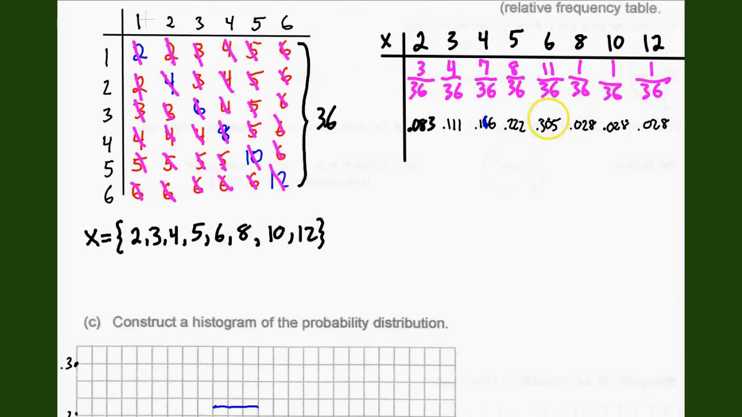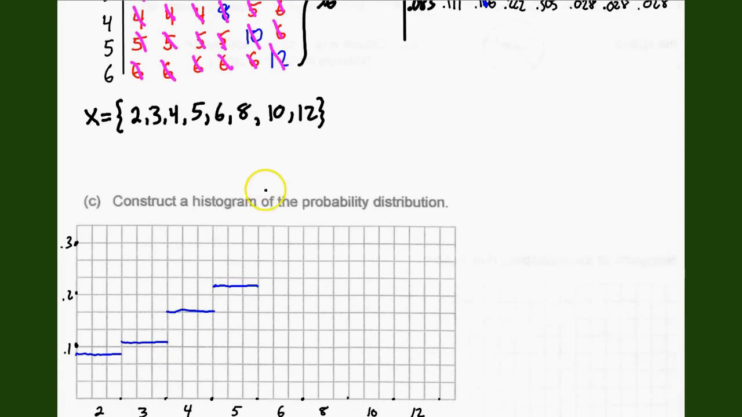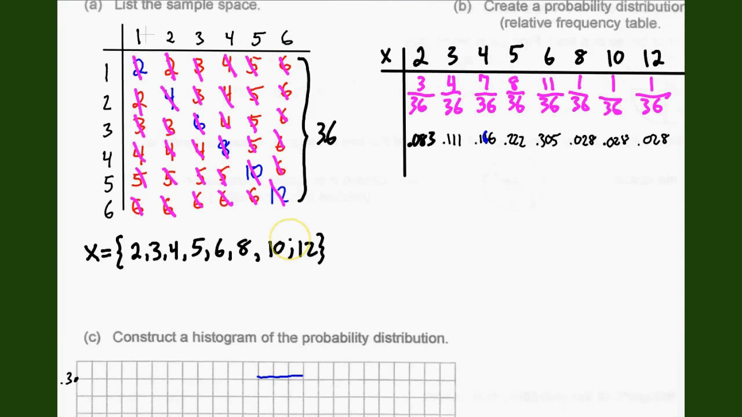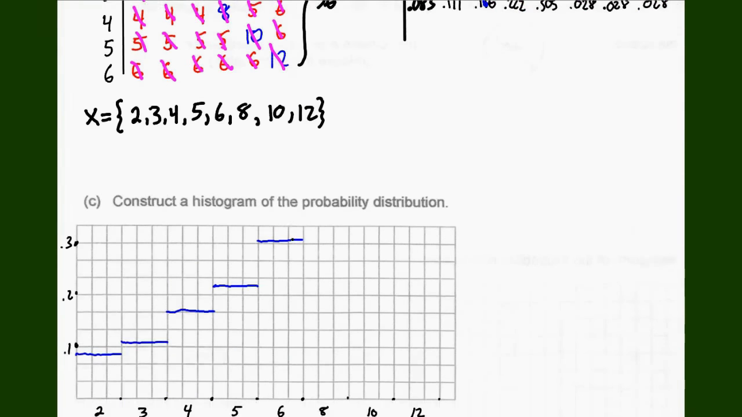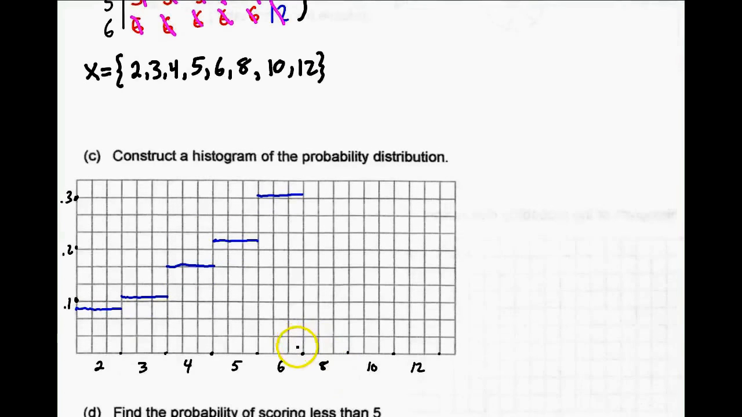For 6.305, so it's up here. And 8.028, very small. I think it's the same for all these.